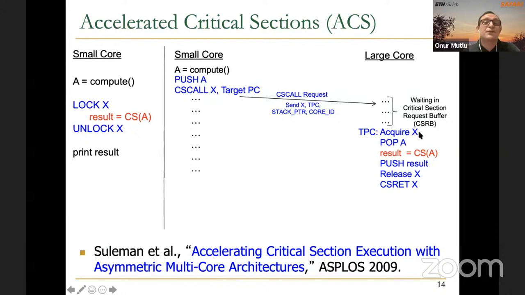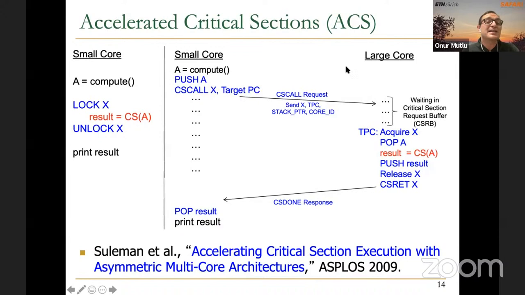It first acquires a lock to maintain correctness in the system, just to make sure, because some other core may be acquiring the lock, who knows, right? And then it's going to pop the stack so that it gets the input variables. And then it executes the critical section code, and it pushes the result onto the stack so that the small core can actually read it, and then releases the lock, and then it executes a critical section return instruction, which basically sends a critical section done response to the core ID that generated the execution of the critical section.